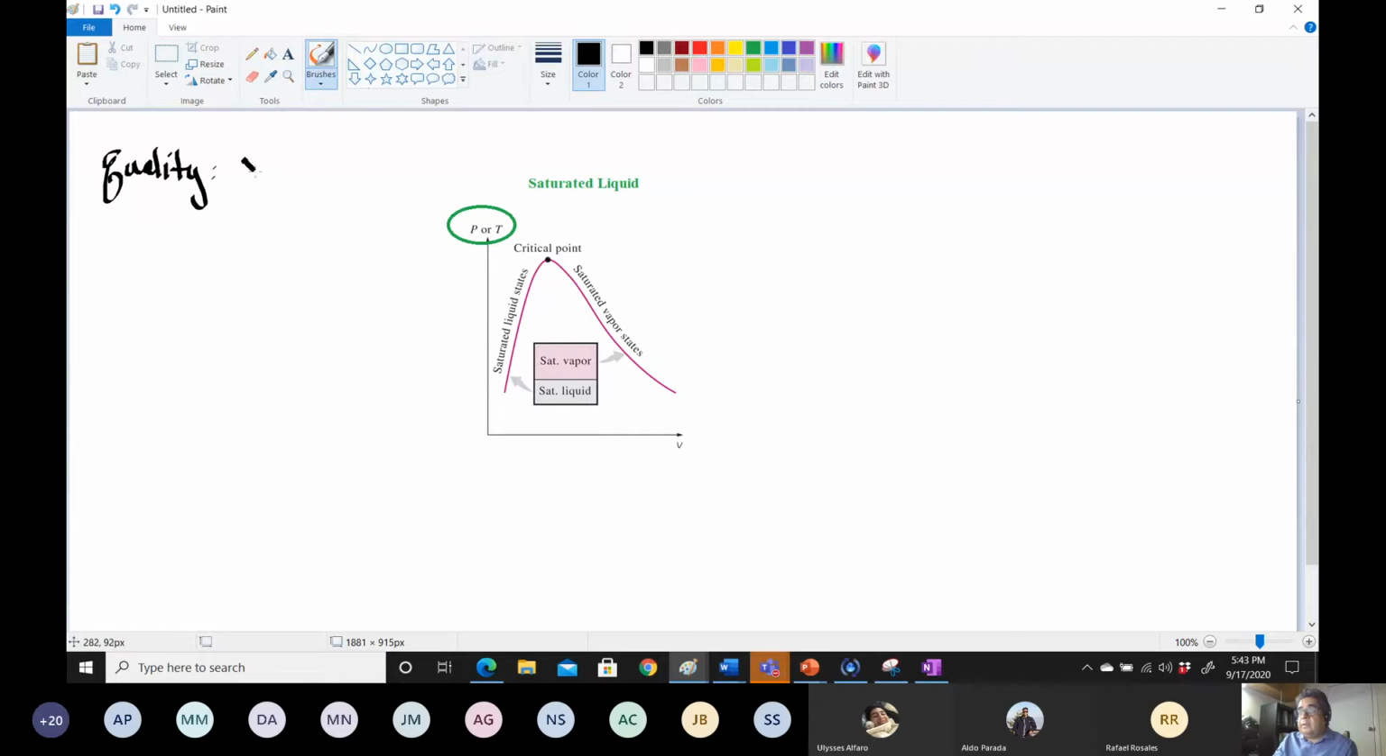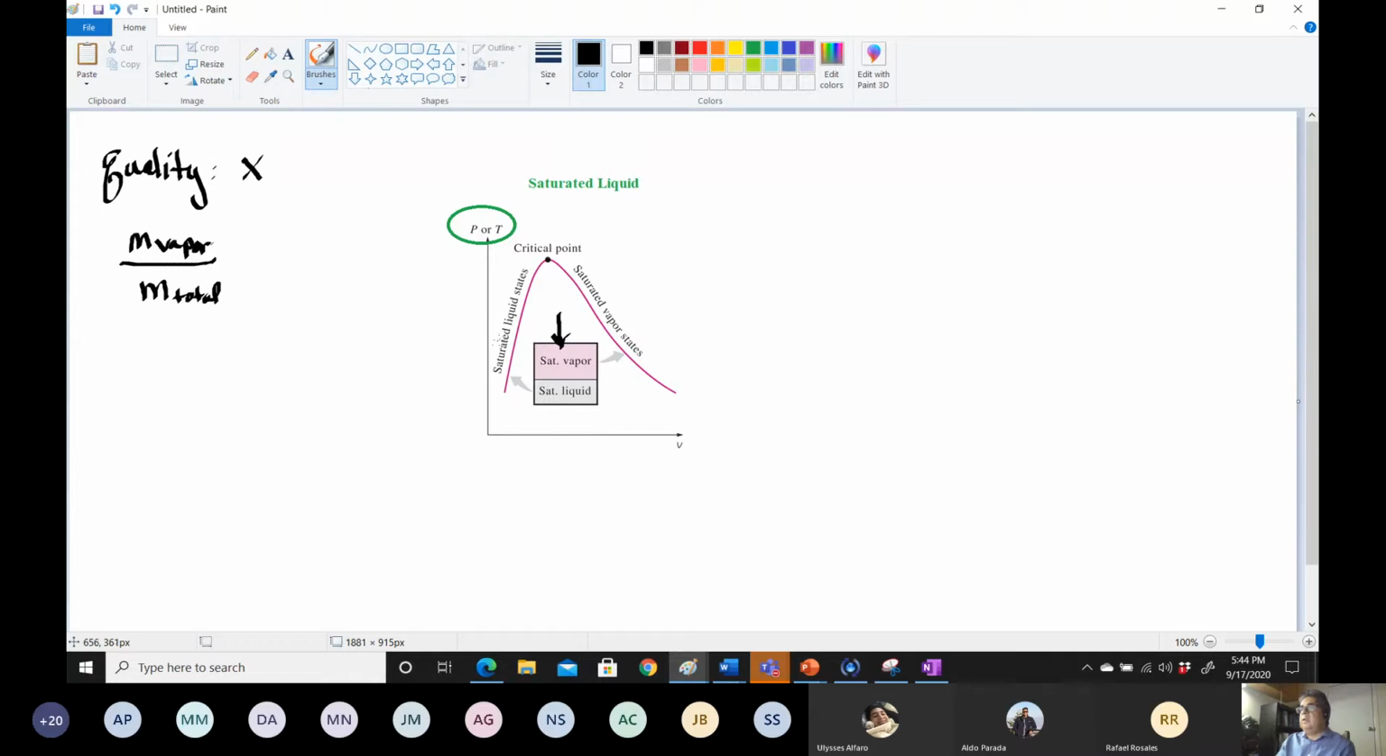And we give it basically the variable X. So what is quality? Quality is, let me give you the definition. Basically, it is the mass of the vapor divided by mass total for a system. So for example, a system would be this right here, right?